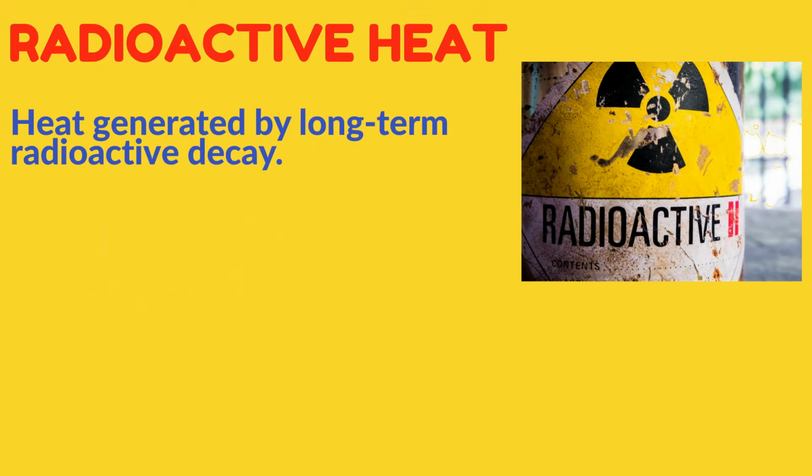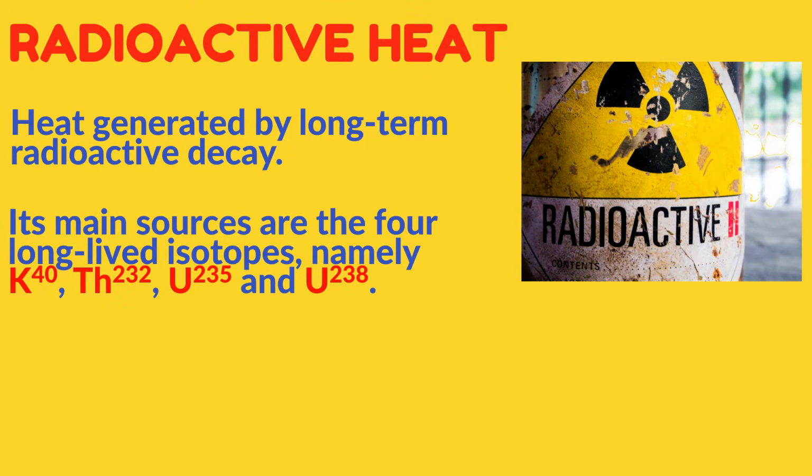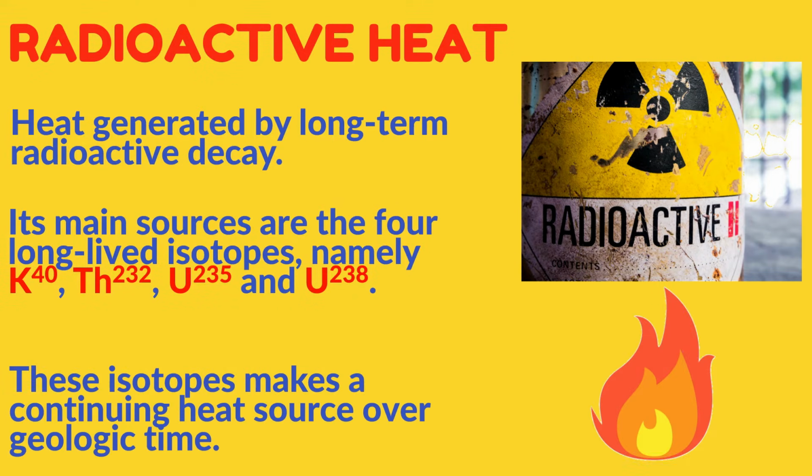The next type of internal heat source is what we call radioactive heat. Heat is generated by long-term radioactive decay. Its main sources are the four long-lived isotopes, namely potassium-40, thorium-232, uranium-235, and uranium-238. These isotopes make a continuing heat source over geologic time.